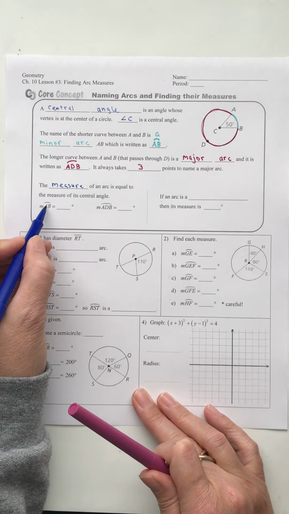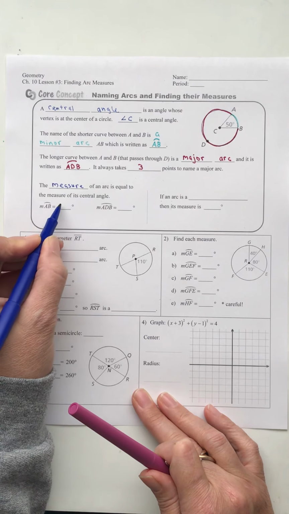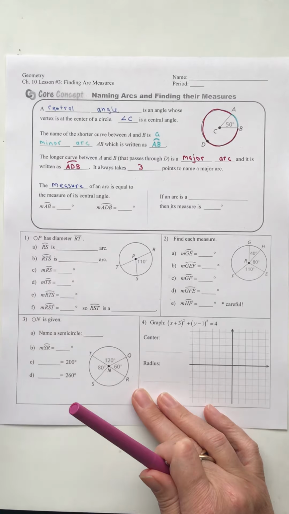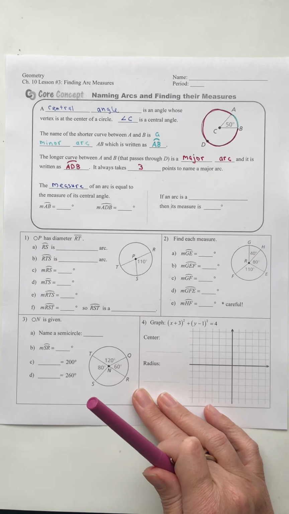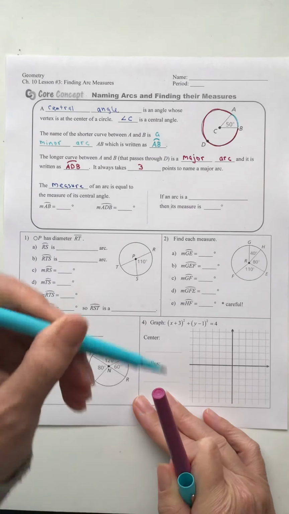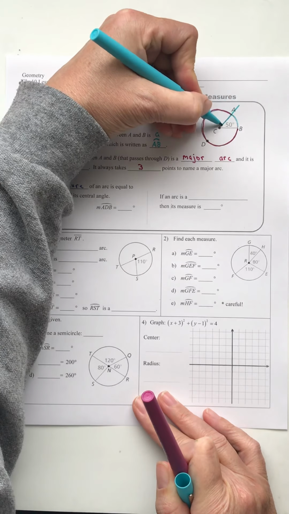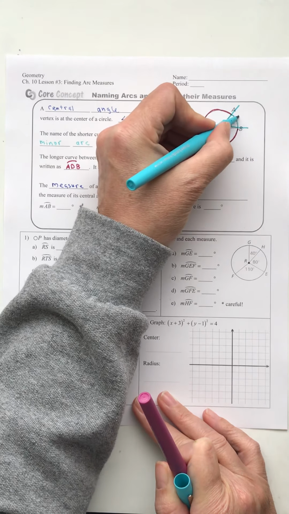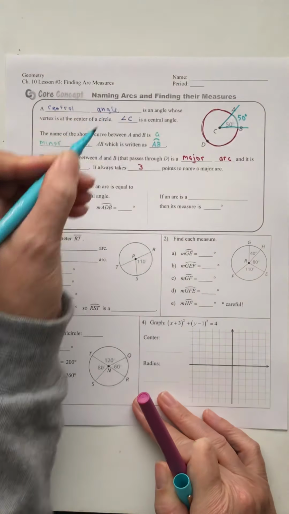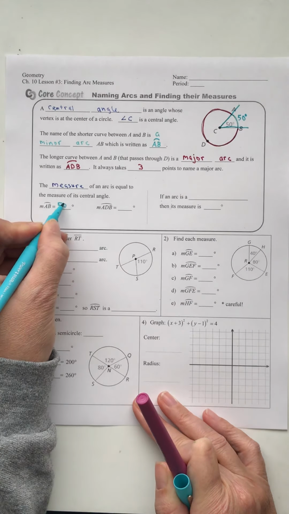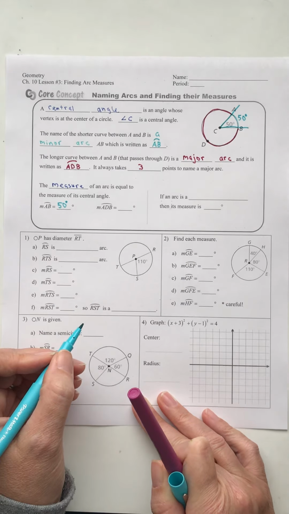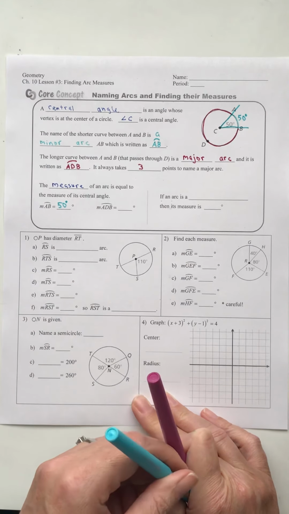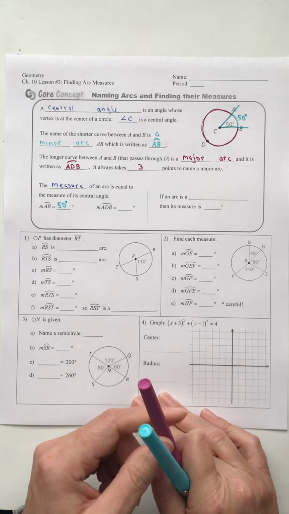So the measure of arc AB is equal to some amount of degrees, and it's just equal to the same number of degrees that it has in its central angle. So since this central angle is 50 degrees, the arc that it intersects is also 50 degrees. And that really is the heart of the lesson right there. But we'll keep going and fill in some of these other details.